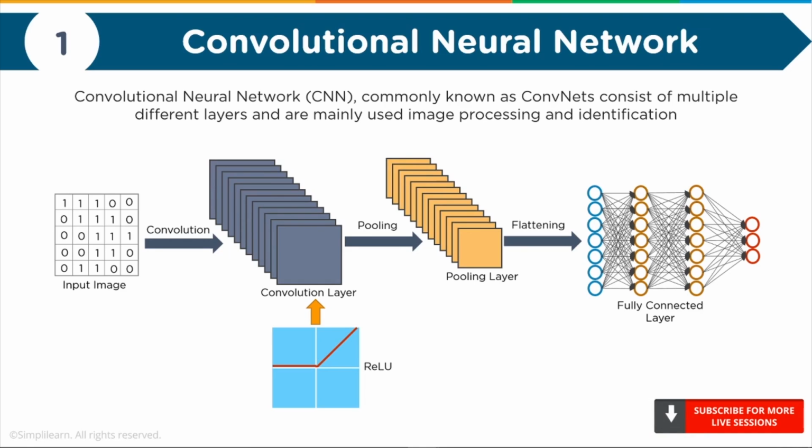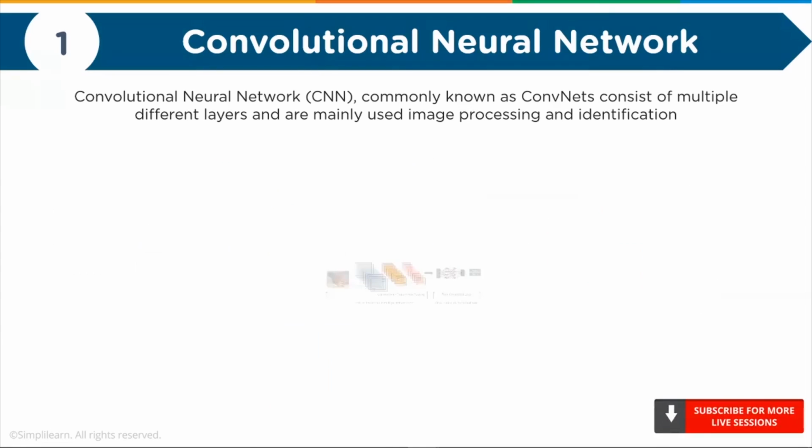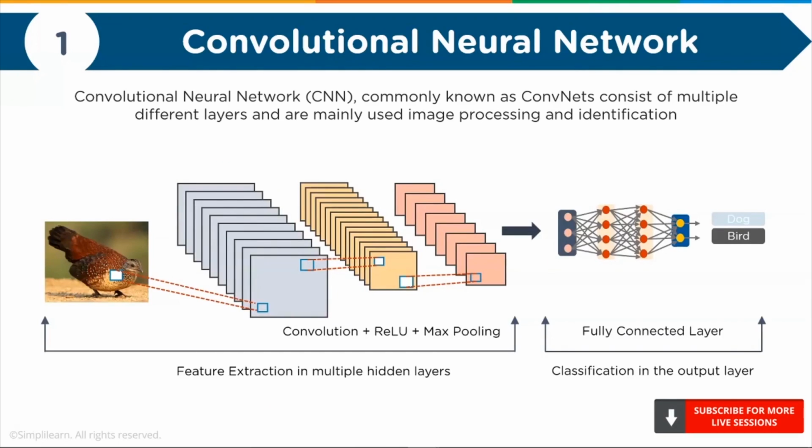Then, we convert the resultant 2D arrays from the pooled feature map into a single long continuous linear vector by flattening it. The flattened matrix from the pooling layer is fed as input to a fully connected layer to classify and identify the images. Here is an example of classifying a bird based on its features. As you can see, the network uses the convolutional layer, then performs ReLU as well as max pooling operations to extract features through multiple hidden layers. Finally, using a fully connected layer, the convolutional neural network classifies the image, which is a bird.